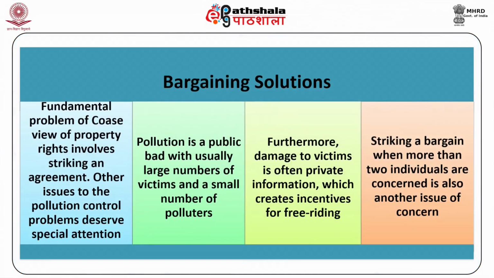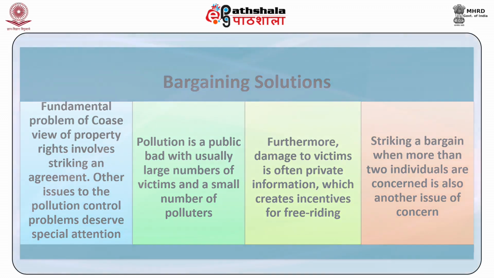Now let us understand the bargaining solutions. The fundamental problem of Coase's view of property right involves striking an agreement. Other issues relevant to the pollution control problems deserve special attention too. Pollution is a public bad with usually a large number of victims and a small number of polluters. Furthermore, damage to victims is often private information, which creates incentives for free riding. Striking a bargain when more than two individuals are concerned is also another issue of concern.